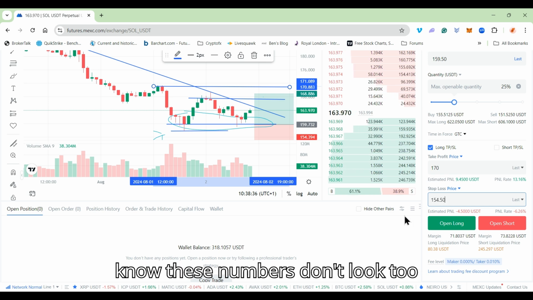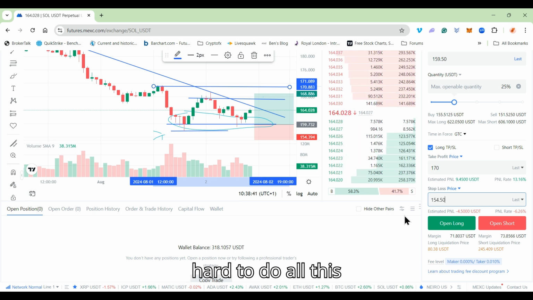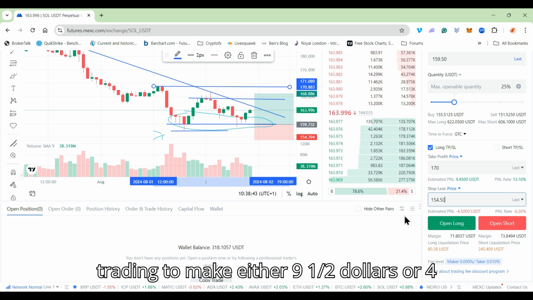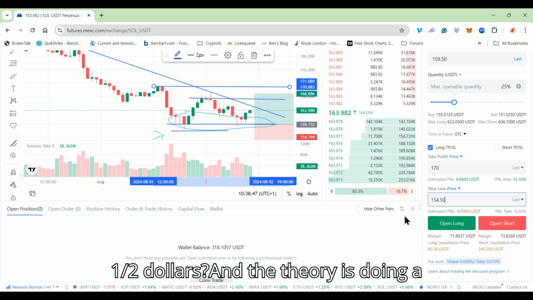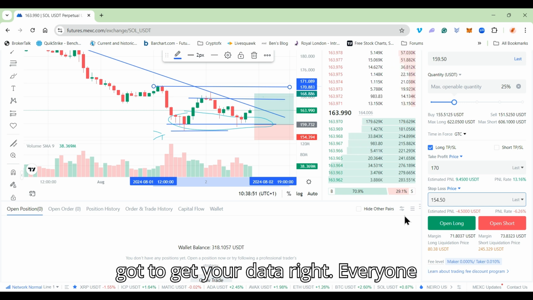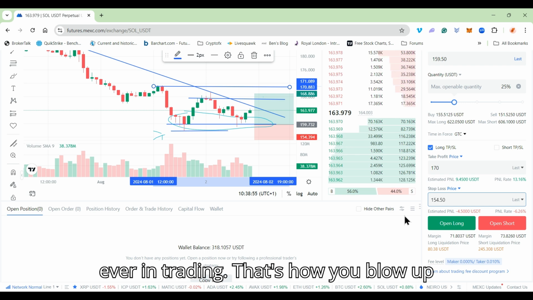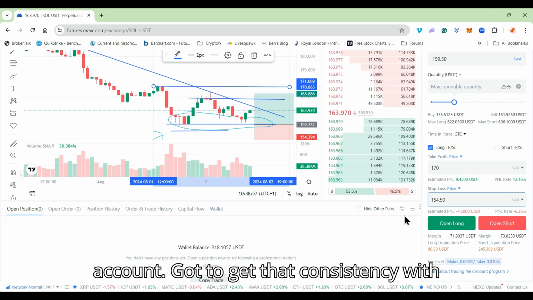Now, I know these numbers don't look too attractive. Why am I working so hard to do all this trading to make either $9.50 or $4.50? And the theory is, practice live. You've got to get your data right. Everyone starts on a small size. No one starts big ever in trading. That's how you blow up an account. You've got to get that consistency with small size.